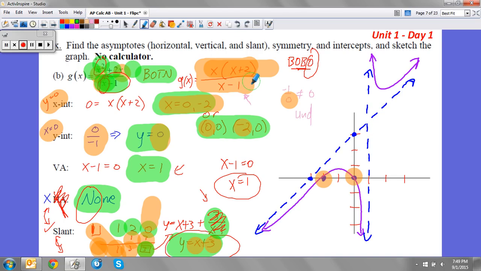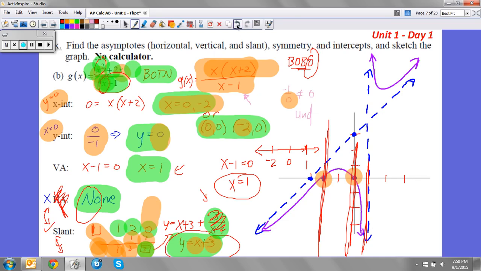Okay, we're going to do the sign test again. And like I said, the sign test comes from the zeros of the function and from the VAs. Okay, the zeros of the function, the x-intercepts, were at -2 and at 0. And from the VAs we got 1. And that's also from the graph if you wanted to look. So basically I have, here's an interval, and then here's an interval. And we're going to test those points to see what the signs are on those intervals.